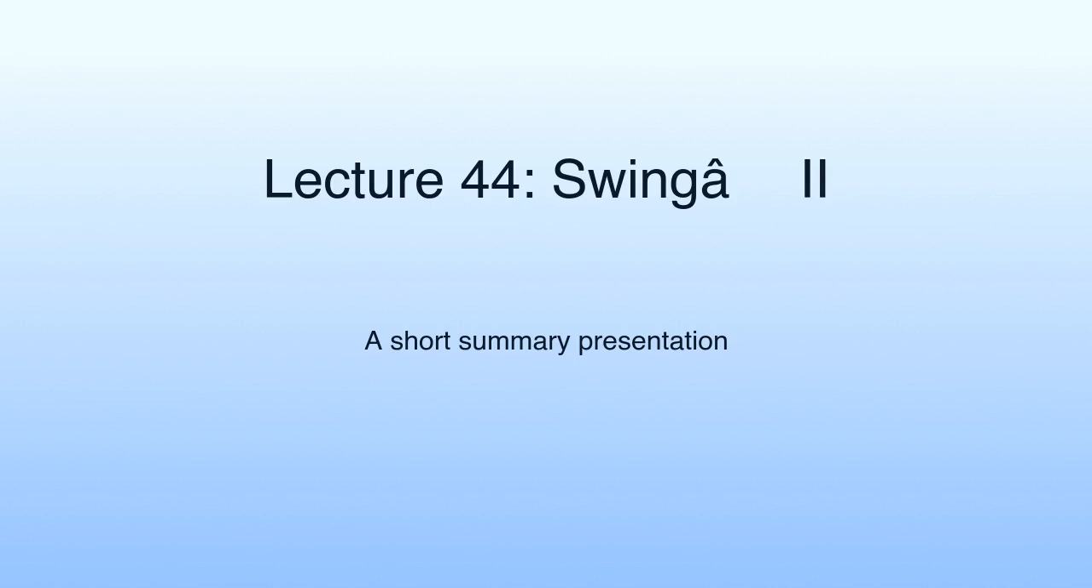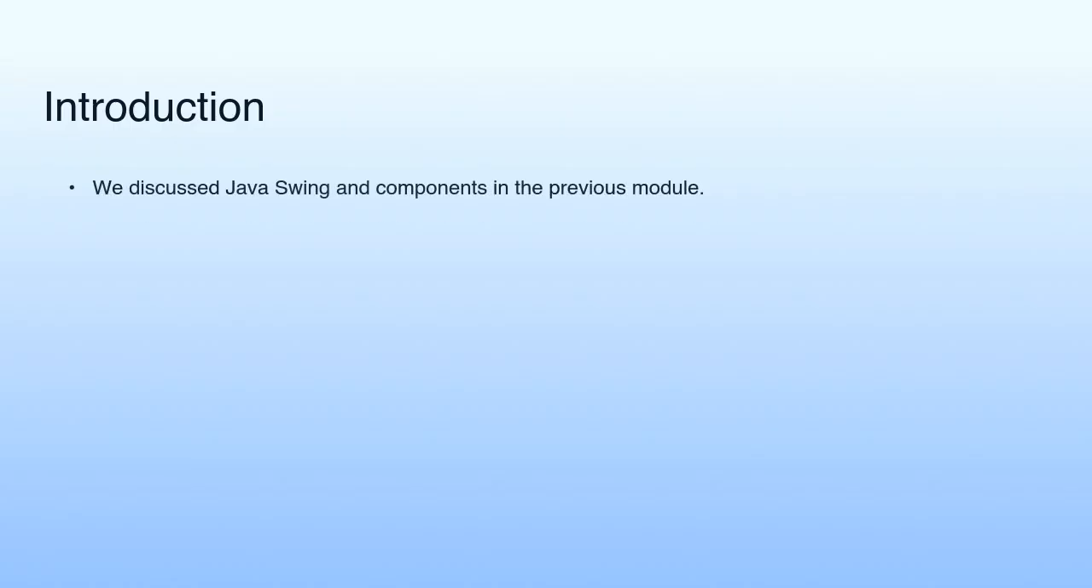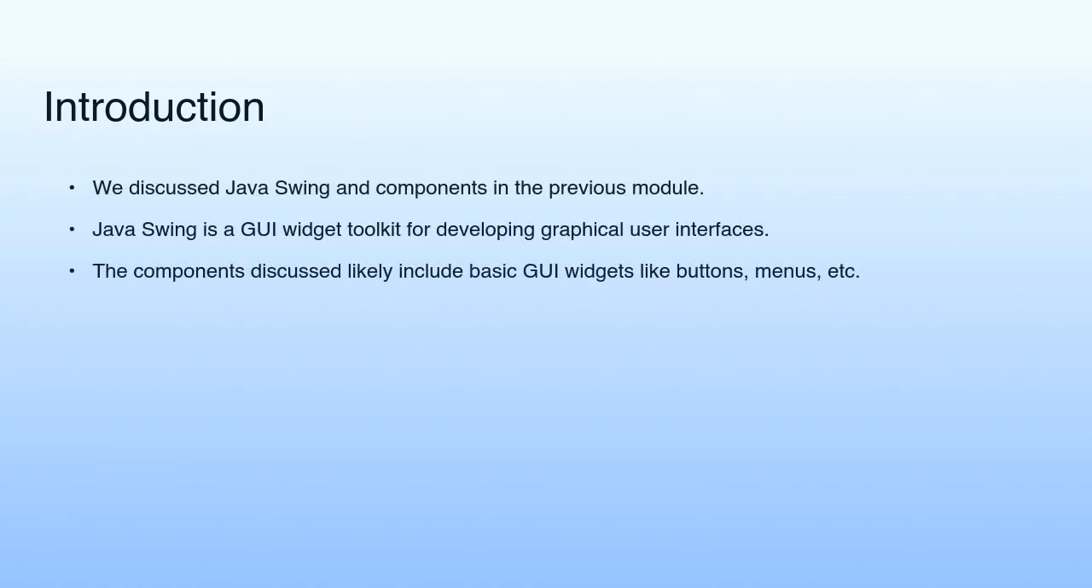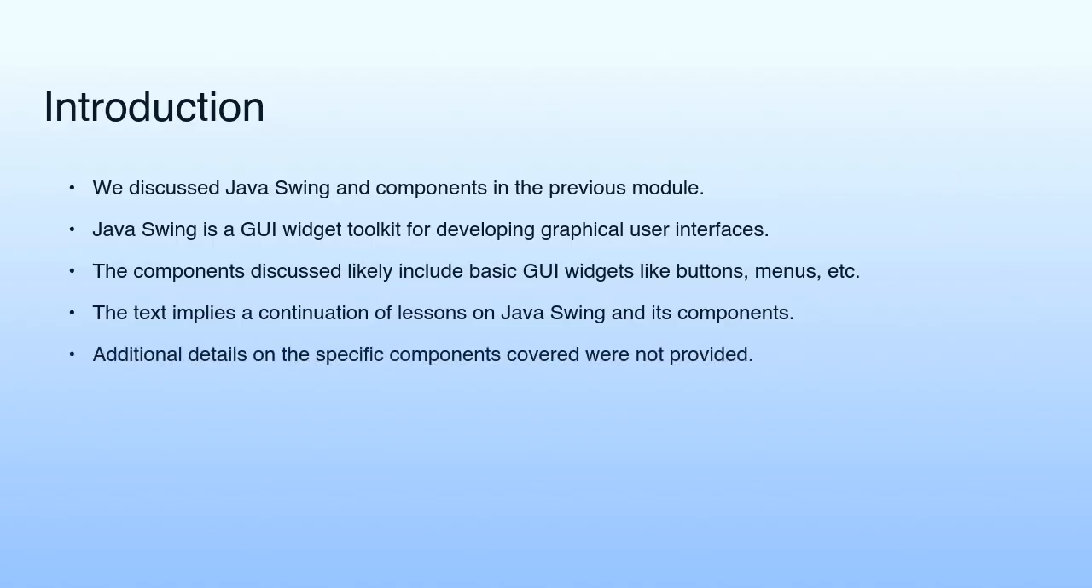Lecture 44 Swing II. In the previous module, we discussed Java Swing and its components, which are GUI widgets for developing graphical user interfaces. The components covered likely included basic GUI elements like buttons and menus.